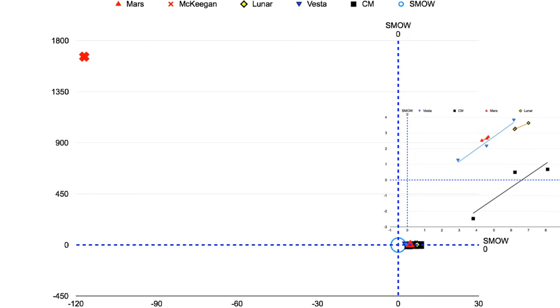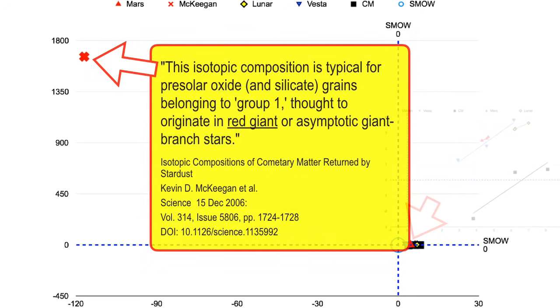So when we say that this thing is conspicuous, this graph shows you what that means. It's way outside the boundaries of all these other things. Most of the stuff that we pick up from asteroids, meteorites and stuff, it's over here, inside this little square over here. But McKeegan, bang, that thing is way out here. Oh man, I tell you, all right.